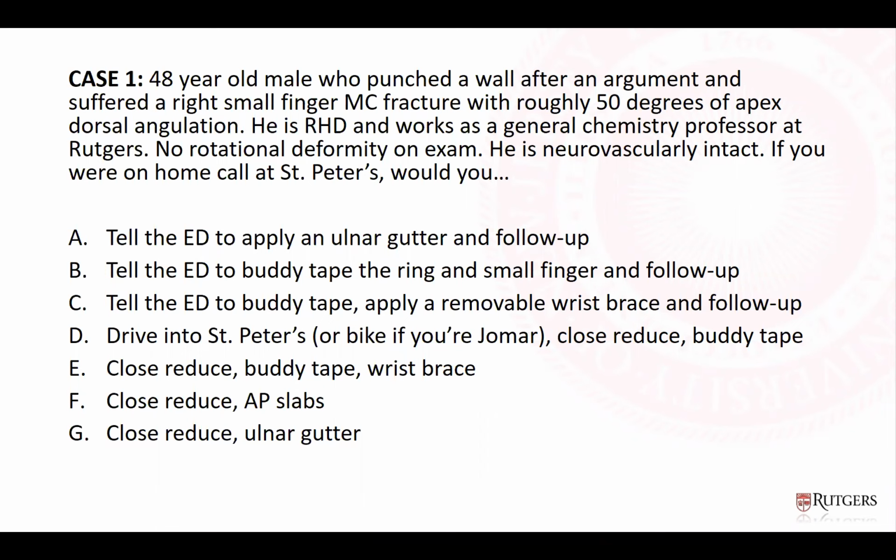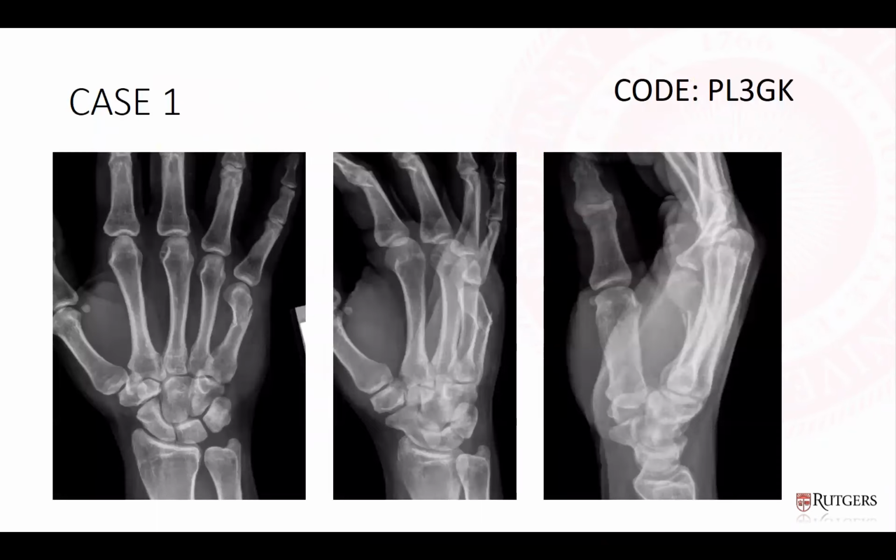So several options. The first three, tell the ED to either apply an ulnar gutter, buddy tape the ring and small fingers, or buddy tape plus a removable wrist brace. The next, you drive into St. Peter's, or bike if you're Jomar, you close reduce it and buddy tape it, close reduce it, buddy tape it with a wrist brace, AP slabs, or ulnar gutter. Yeah, the code is PL3GK.